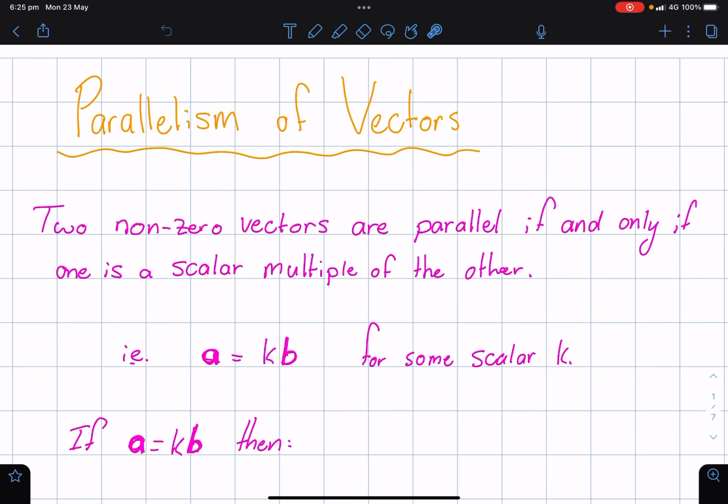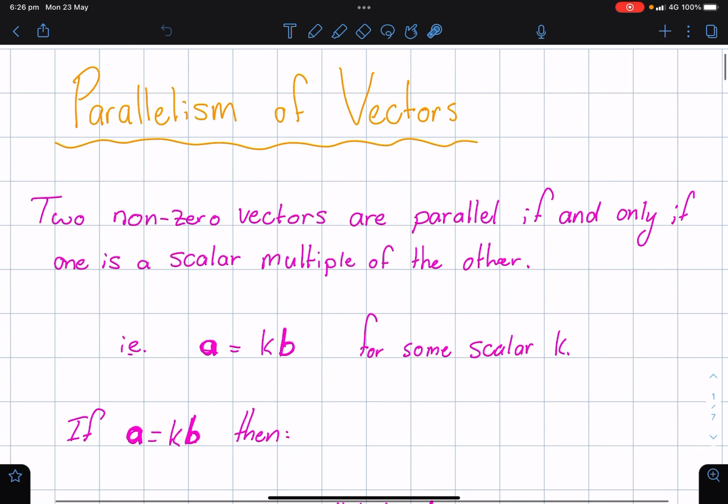So when two non-zero vectors are parallel. So definition straight off the bat, two non-zero vectors are parallel if and only if, all right? Not just if, this is the only condition, all right? If and only if that makes two non-zero vectors parallel. And that is if one is a scalar multiple of the other. So that means like this. So vector A equals some scalar K multiplied by vector B.